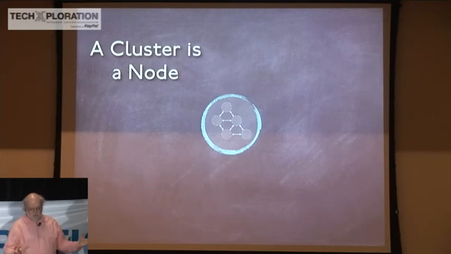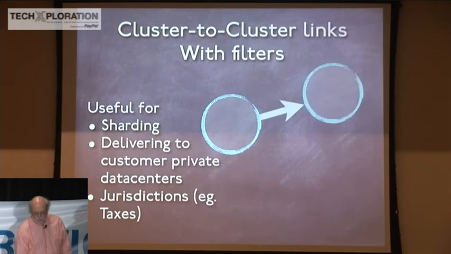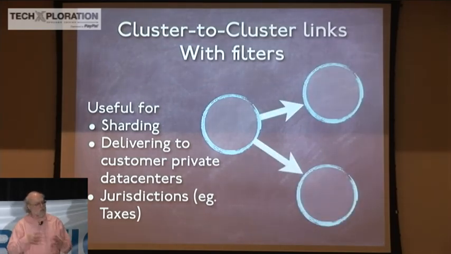So one of these clusters you can think of as a node, and then we do cluster-to-cluster links, so that a customer who's like a big oil company or something can run their own cluster, and we'll just spiel stuff off to different clusters. And we can do this to deliver data to customer private data centers.